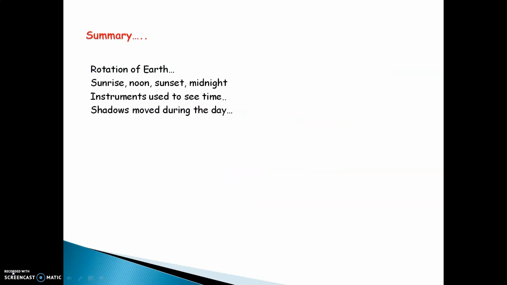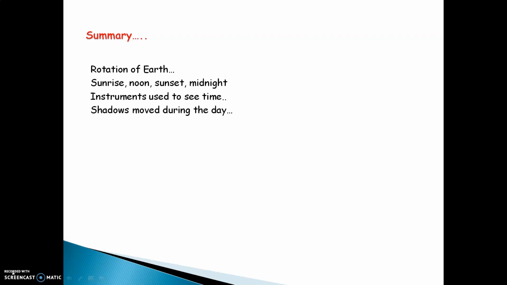Let us summarize what we have learned in this video. We learned about rotation of the Earth. We learned that Earth rotates around itself and has 360 longitudes. When the Earth is revolving, half of the Earth faces the sun, which has the daytime. Similarly, at the same time, the opposite side, which is not facing the sun, will have darkness, will have the night time. We have learned the concept of sunrise, noon, sunset and midnight.